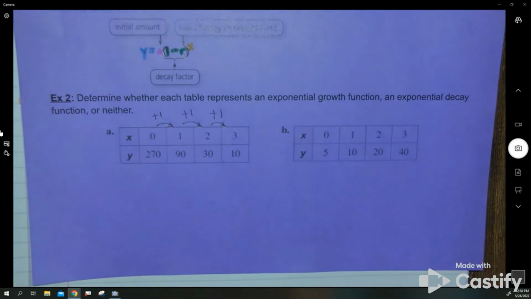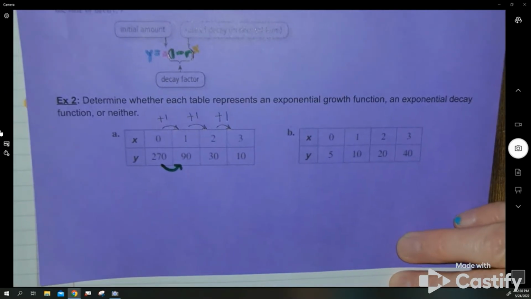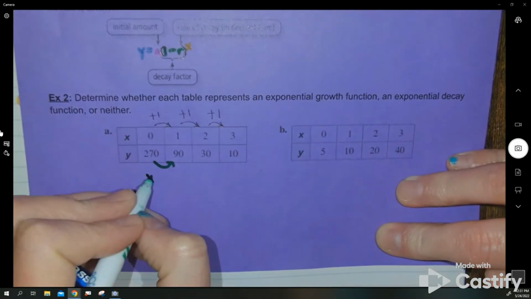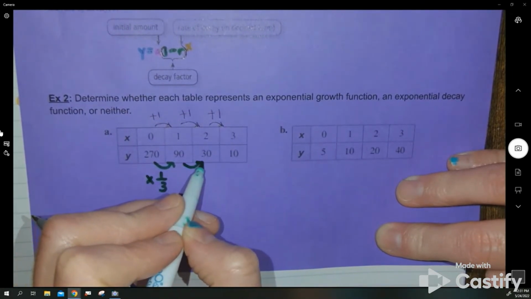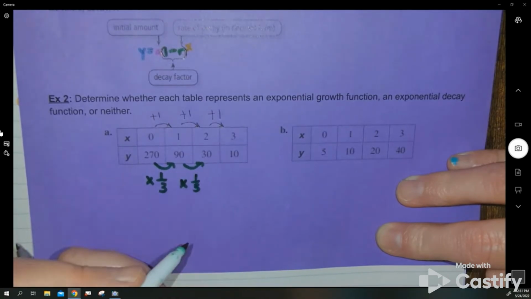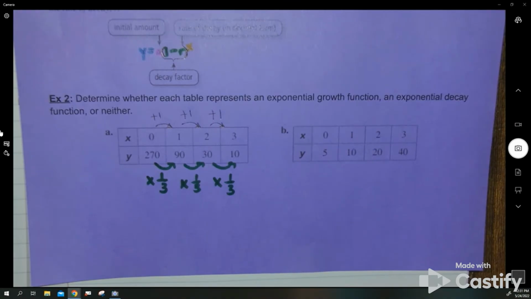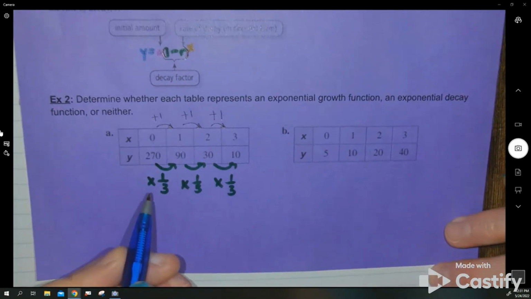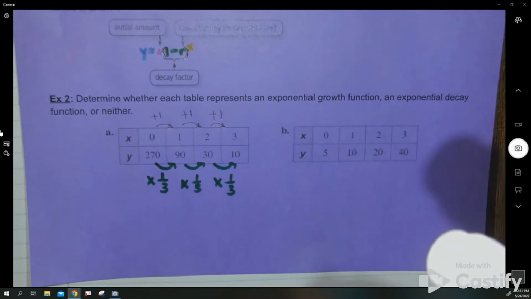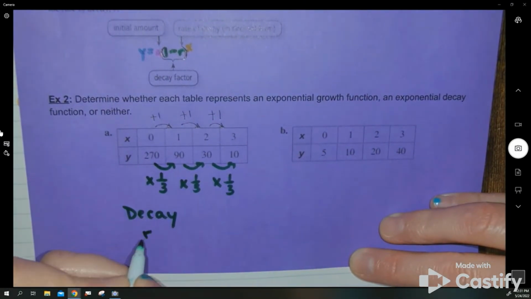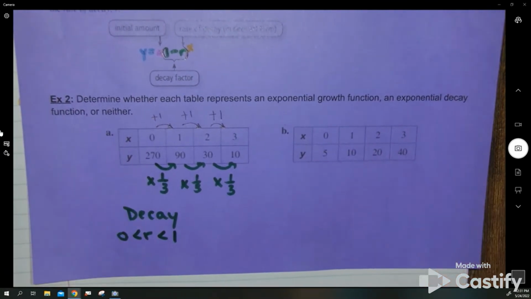Down at the bottom, from 270 to 90, some people might say, well, I divide by 3. But when we're talking about exponential functions, we're always talking about multiplying. So dividing by 3 is the same thing as multiplying by 1/3. And the same thing goes here. If I multiply 90 by 1/3, I get 30, and multiply 30 by 1/3, I'm going to get 10. So when I look at this, I'm multiplying by a factor that is less than 1. If I multiply by something less than 1 but greater than 0, then I know that I am dealing with an exponential decay situation. So my rate is greater than 0, my goodness, but less than 1. This is r for rate.